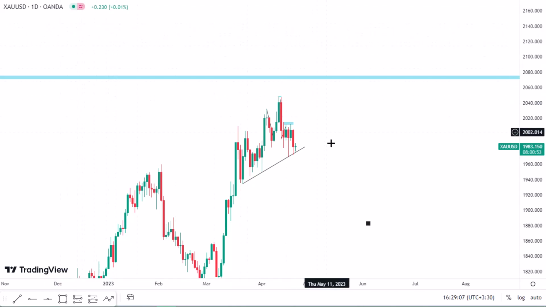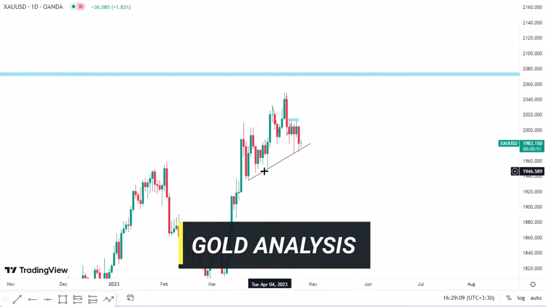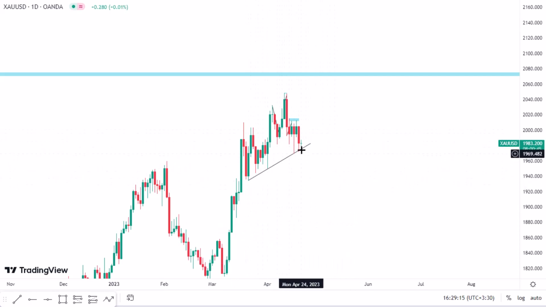As you can see here, we are on the gold chart or XAUUSD chart, and it is daily time frame. We have this trend line for the price with 4 touches on that: first, second, third and fourth touch.